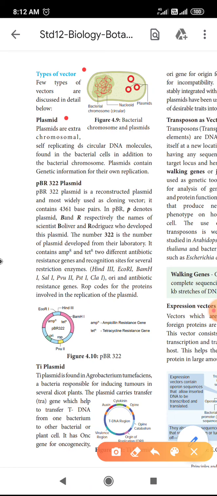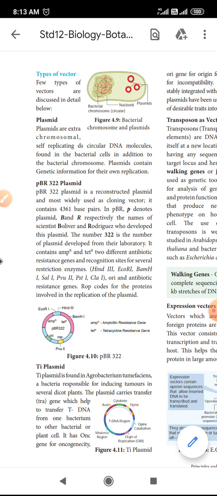The first point is it is extra chromosomal. It is self-replicating. Second, it is a double-stranded circular DNA molecule. It is found in the bacterial cell, in addition to the bacterial chromosome. What are they? Plasmids are extra chromosomal, self-replicating, double-stranded circular DNA molecules. It is present in the bacterial cell along with the bacterial chromosome.